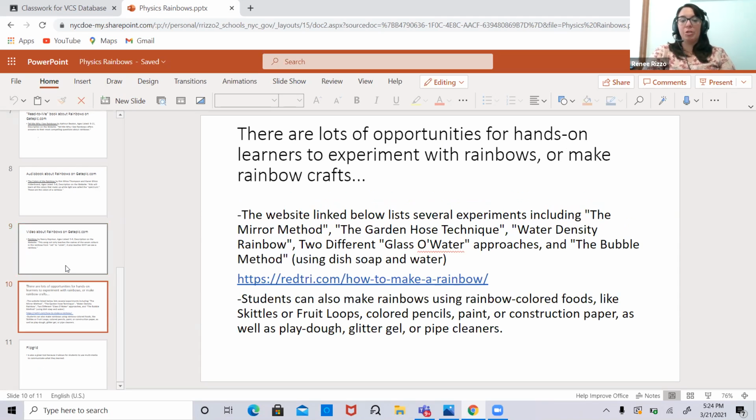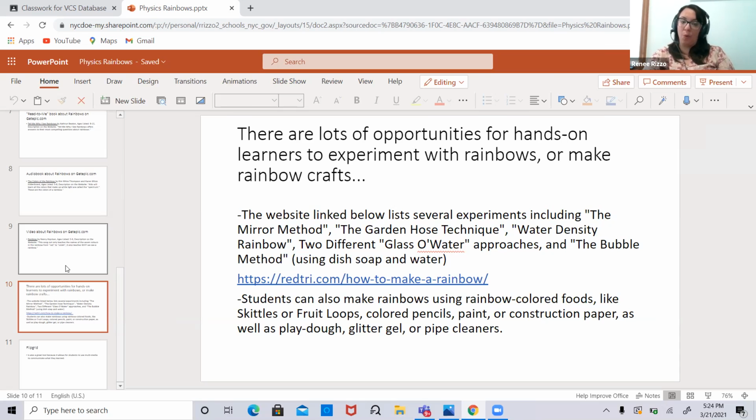There are lots of opportunities for hands on learners to experiment with rainbows or make rainbow crafts. The website linked below, redtri.com, How to Make a Rainbow, includes several experiments, including the mirror method, the garden hose technique, water density rainbow, two different glass of water approaches, and the bubble method using dish soap and water. What I like about these experiments is that they can be done in remote learning settings.